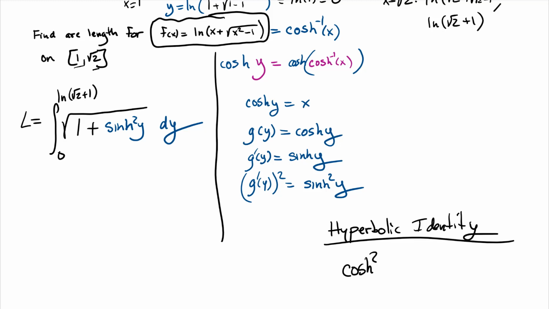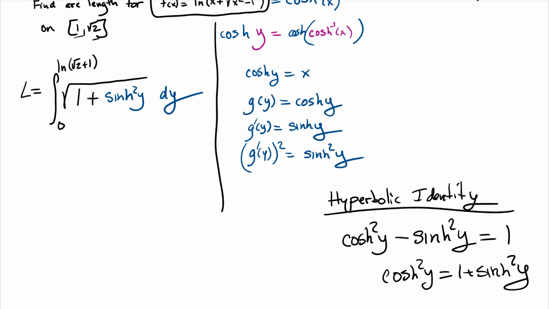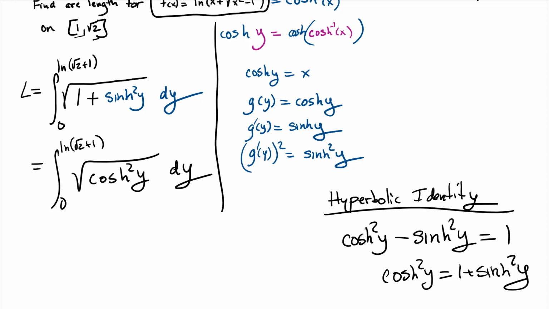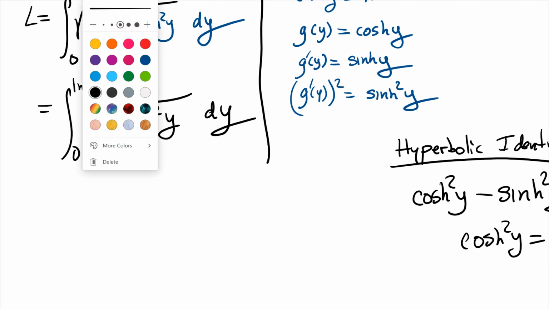And it tells you that cosh squared of x, or y, doesn't really matter, minus sinh squared of y is equal to 1. So if we move this over to the other side, we have exactly what's underneath our radical, in our radicand. So we can go through and change this. The integral from 0 up to the natural log of root 2 plus 1 of the square root of cosh squared of y dy. Fortunately, hyperbolic cosine of y or x is always positive. So we don't need an absolute value or anything weird like that.